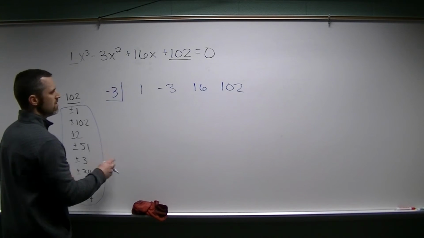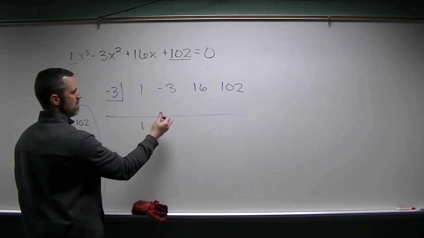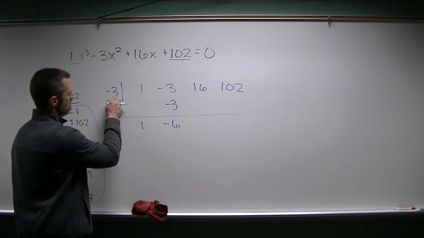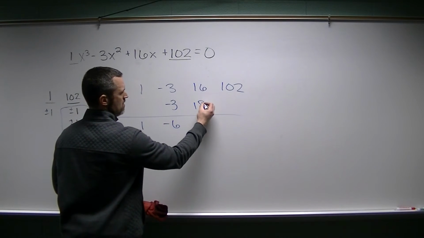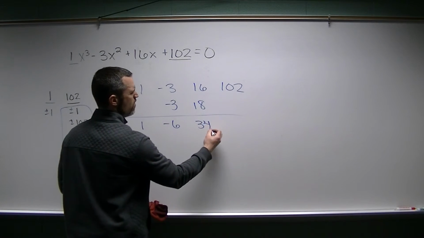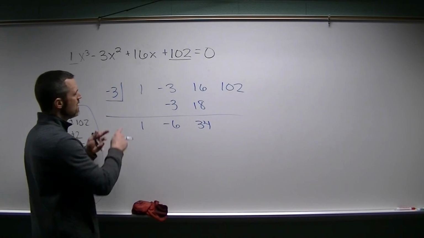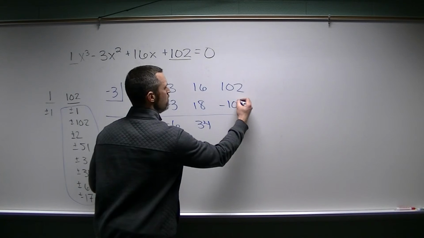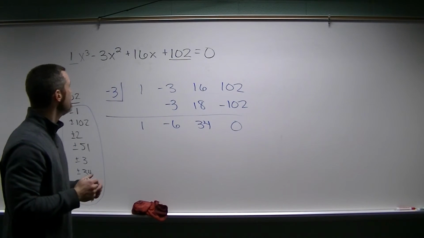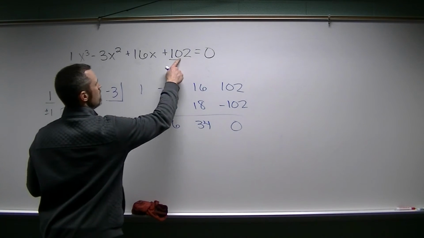If I do this, bring down that 1. So 1, multiply, -3, add, -6, multiply, 18, add, 34. Concerning me that it got big, but I get to multiply it by negative. That's nice. And that actually makes -102. So I get 0 there, which is exactly what I want. This means that -3 is a solution to this polynomial. It's a solution to that cubic.